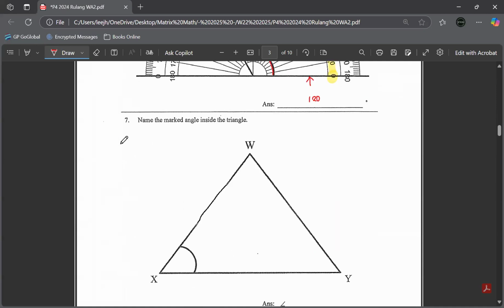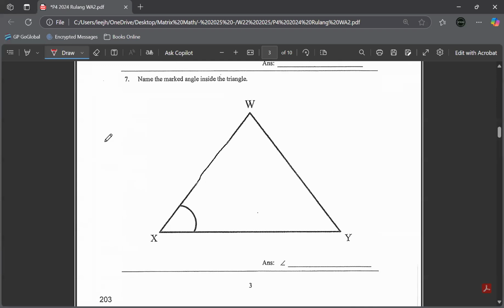So next one. Name the marked angle inside the triangle. The marked angle is over here. If your teacher has already told you, the marked angle must be in the middle. When you label three letters, the letter at which the marked angle is must be in the middle. So maybe I use a highlighter. So this is the angle here. We're looking at this and this. Sorry, it's not very straight, but roughly you know what I mean.